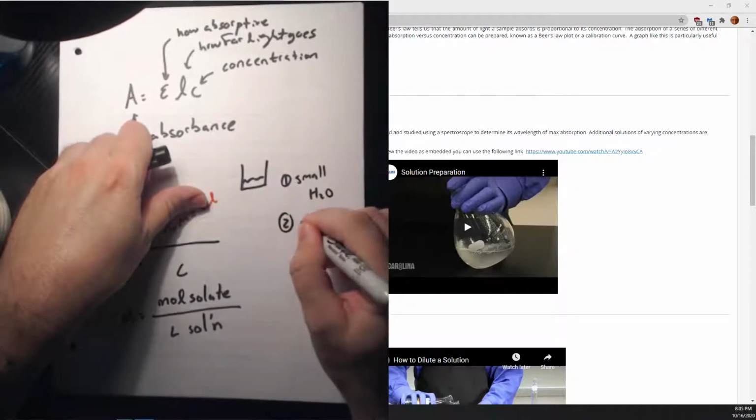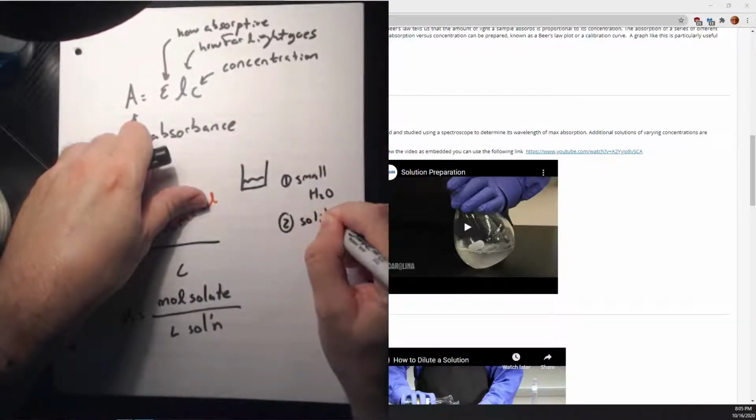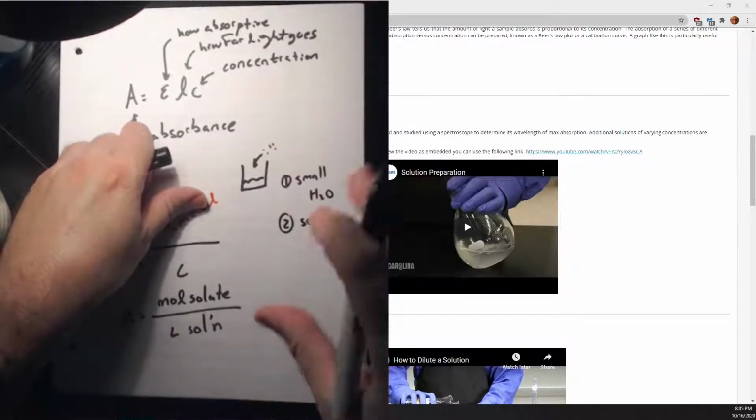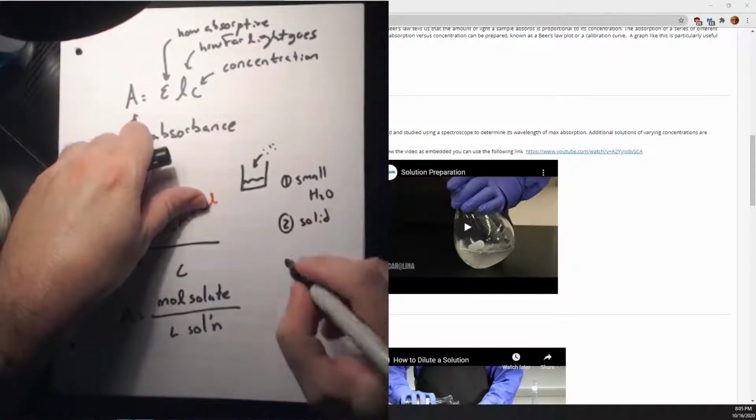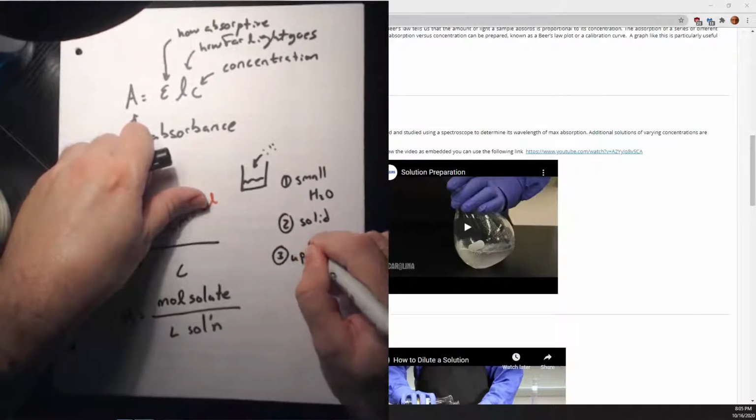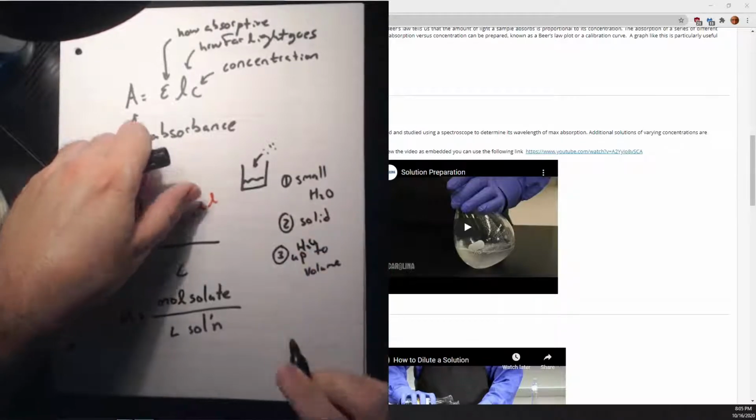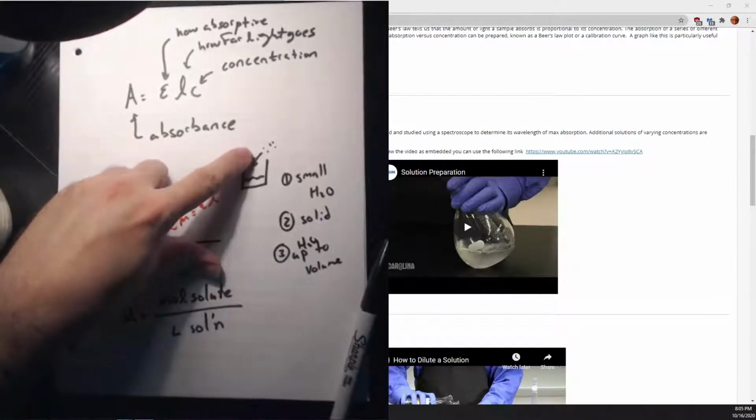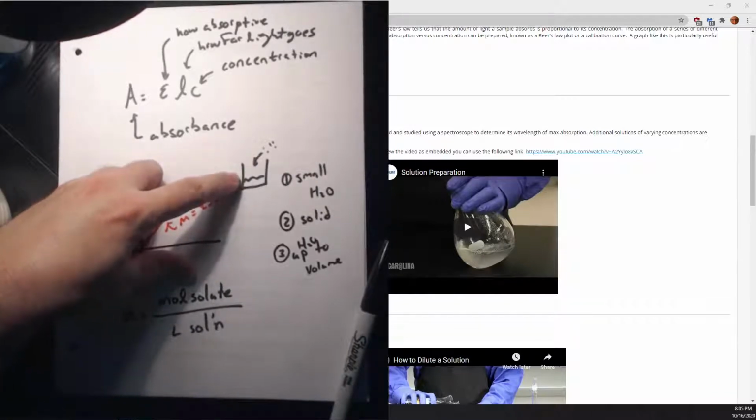Step two is you throw your solid in there. So after you do that, you throw in your solid. You have enough water in there that you can dissolve the solid. And then step three, you add water to get it up to the volume you need. Okay? Because with the solid already dissolved in there, you keep adding water, then you have the volume of your solution as a whole.